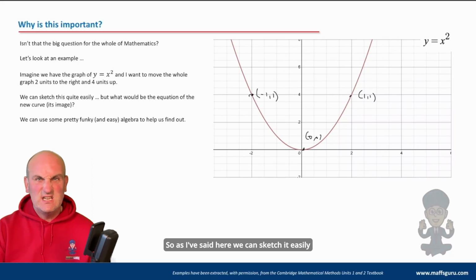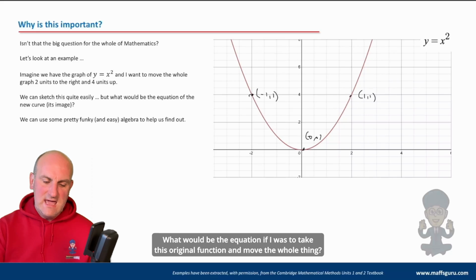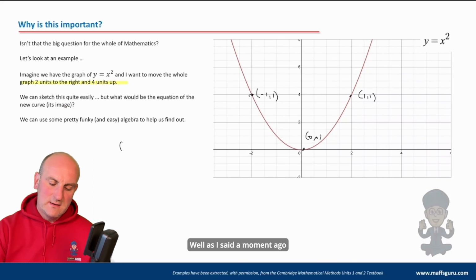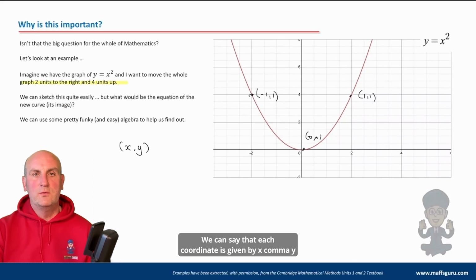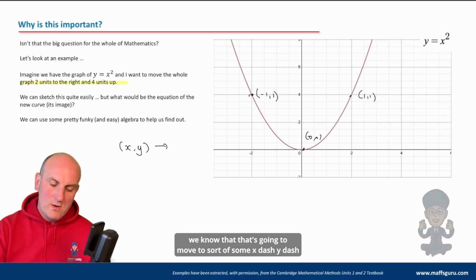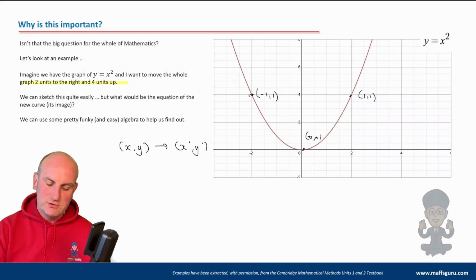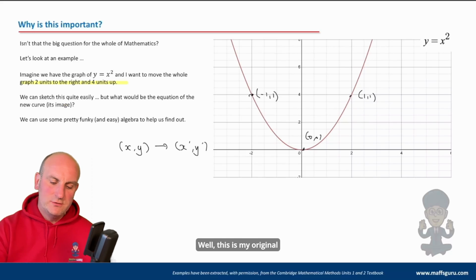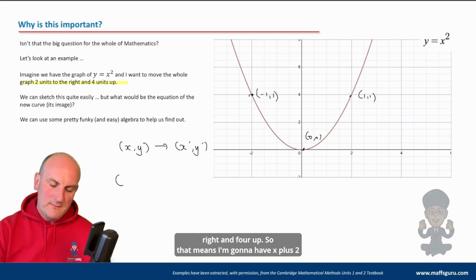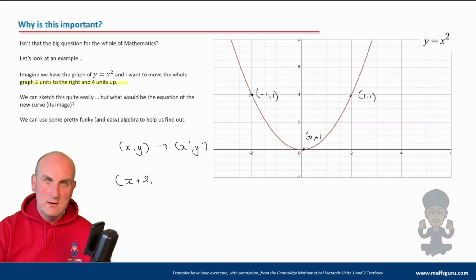So as I've said here, we can sketch it easily. What would be the equation if I was to take this original function and move the whole thing 2 units to the right and 4 units up? Okay. Well, as I said a moment ago, we can say that each coordinate is given by (x, y). Every single coordinate on that is described by (x, y), and we know that that's going to move to some (x', y'). Well, this is my original. And what have I done to it? Well, I'm moving 2 to the right and 4 up. So that means I'm going to have (x + 2, y + 4).